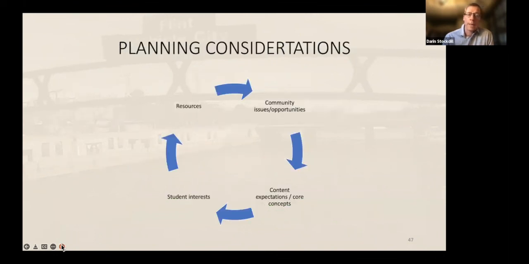And when we're planning these things, this is kind of beginning to wrap up here. We're thinking about, what is my community? What are the issues? What are the opportunities? What are the resources, the organizations who might be interested in partnering with me? What's the content that I have to teach, the core concepts? What do my students care about? And what are the resources I actually have access to? And then the intersection of these things, when I find something that hits all these areas, that's what I'm going to cover. And it can take some time.